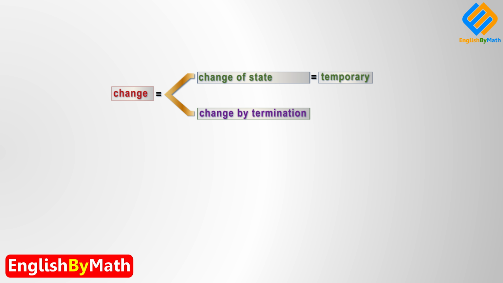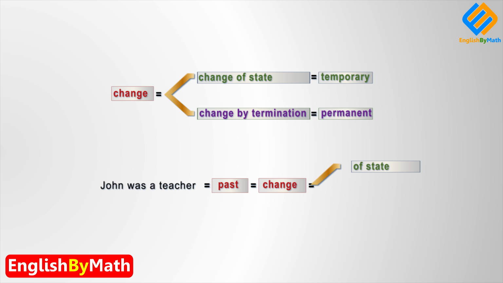In the second case, however, John is dead. And because John is dead, he can no longer teach. This makes change by termination permanent change. John was a teacher. Past, change of state, or by termination.